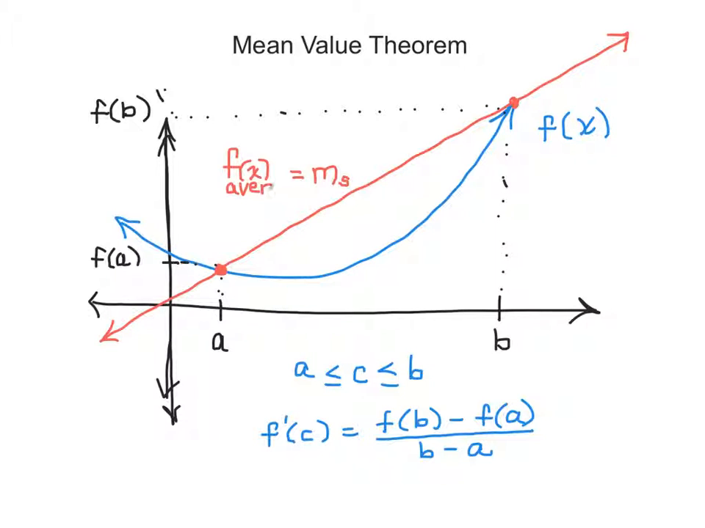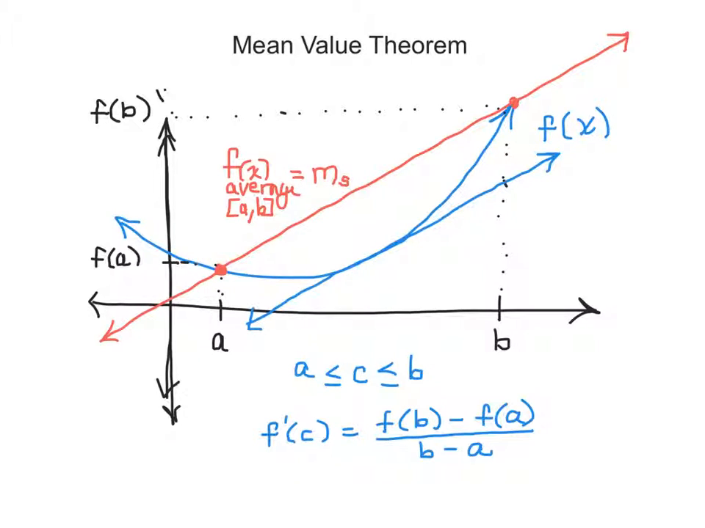Which is the mean, right? The average f of x on the interval from a to b. That's what that slope represents, okay? And there is a value, c, such that, let me draw another line. This blue line that I'm drawing, notice that this blue line is parallel to the red line, okay?